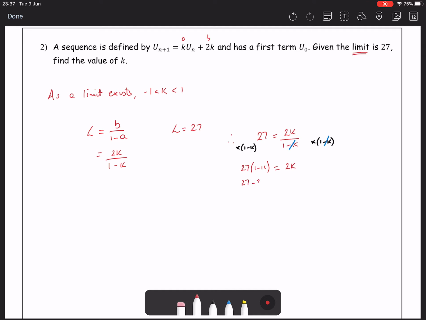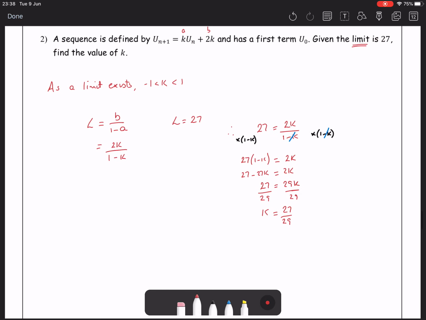27 minus 27k is 2k. Add 27k onto both sides: 27 is equal to 29k. Divide both sides by 29. My k value is 27 over 29, keeping that as a fraction because that is my exact value.